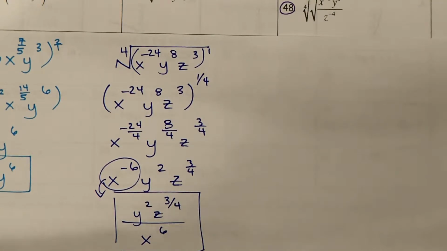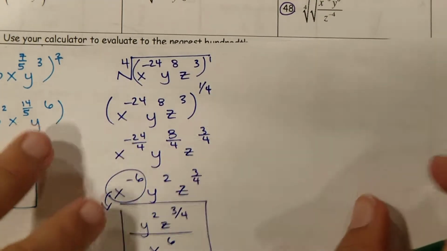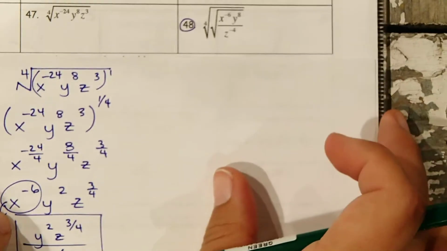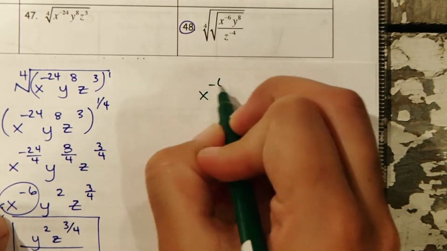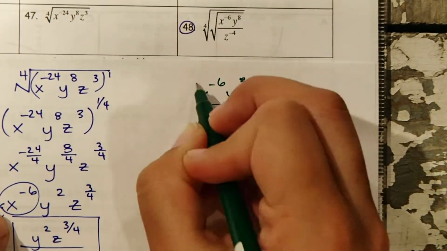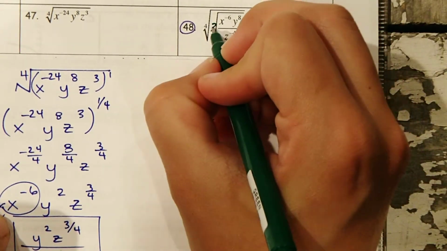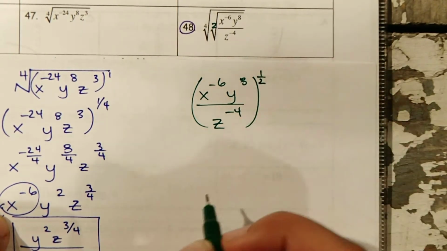All right, and then 48 here. So we've got a double root thing going here, which is kind of bizarro, but that's okay. So first of all, I'm going to write everything inside over z to the negative 4th. I'm going to take the first root here. This is unshown, so that tells me it's a 2. We're looking at the square root. So that's to the 1/2 power.